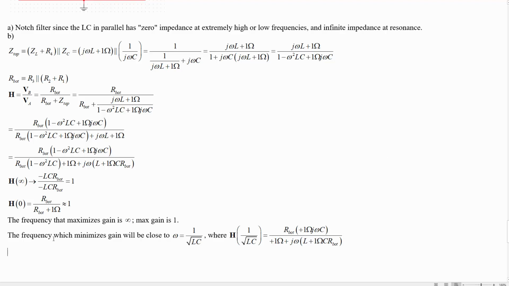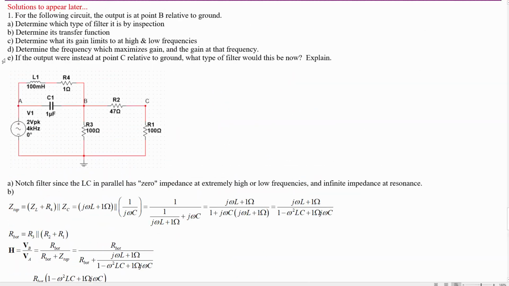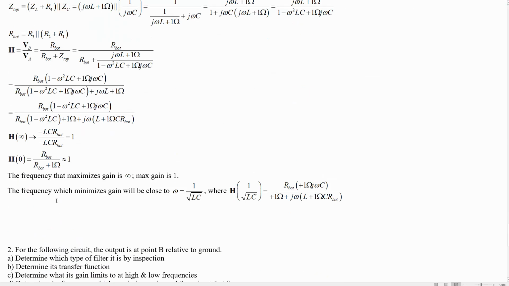And when we substitute in the numbers, we can look at this in a little bit more detail. Now, the last part is if the output were instead at point C relative to ground, what type of filter would this be now? And what that would do is once we found the output at B, we can then say that, hey, we're just going to do a voltage divider between these two resistors to figure out the output at C instead. So let's maybe give that the symbol for the output at C instead of B.